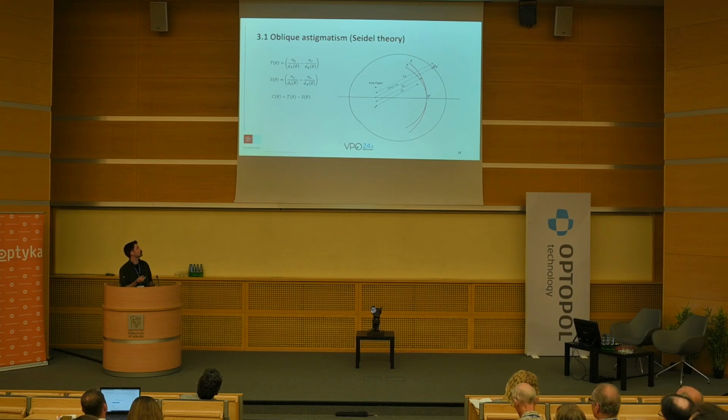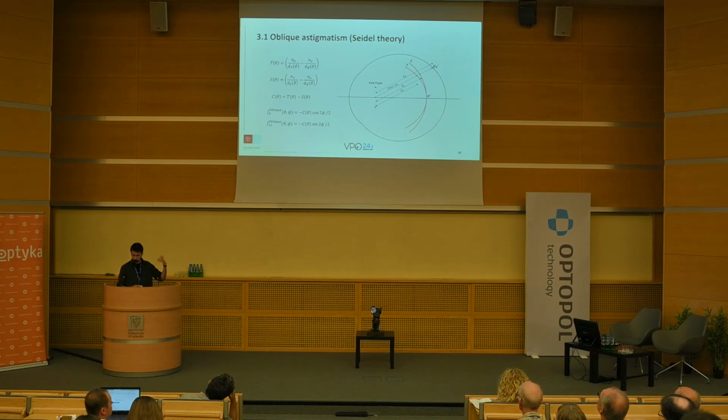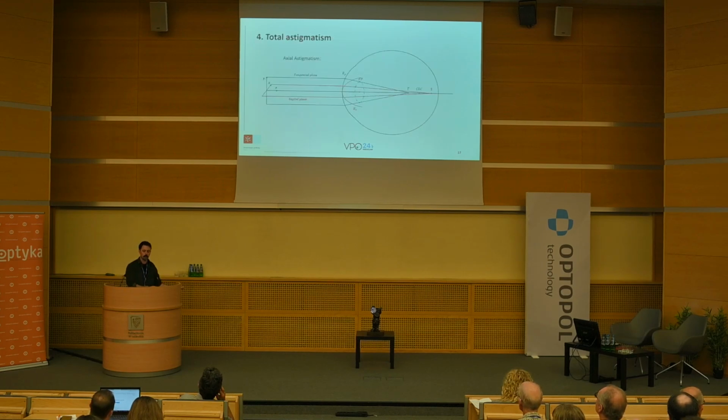With these errors, we can calculate the cylinder with the difference between both, and then with the relationship between the cylinder and the cross cylinders, we can get this expression. So we can obtain this oblique astigmatism. So we see now that we are able to calculate the total astigmatism, we can calculate the axial astigmatism, we can calculate the oblique astigmatism, so now we need to calculate the interaction between both.